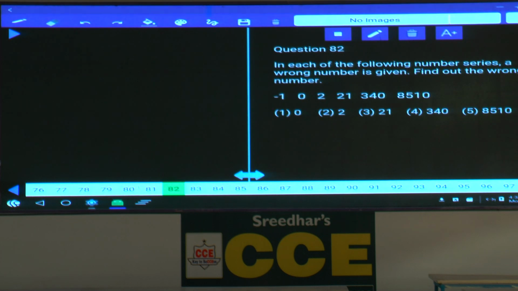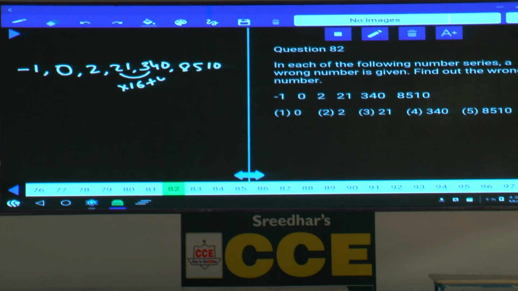minus 1, 0. It is starting with minus 1 and it is increasing up to 8500. As the numbers are increasing at a very fast rate, it must be under product or combination, and product is not possible between 2 and 21. Hence it must be under combination. Now if you check between 21 and 340, tell me what is the relation between these two, 21 and 340? 21 into how much? 21 into 16. Now what is 21 into 16? 336 plus 4 is 340.